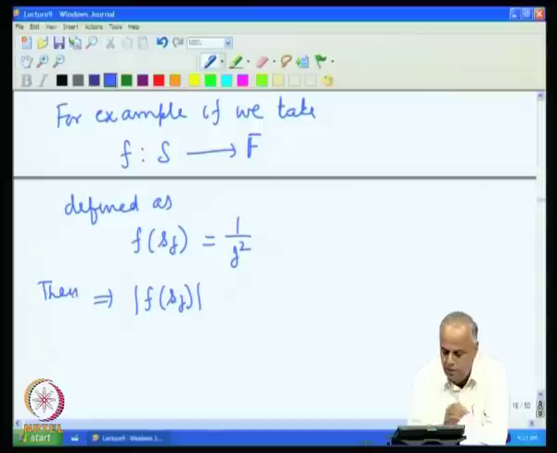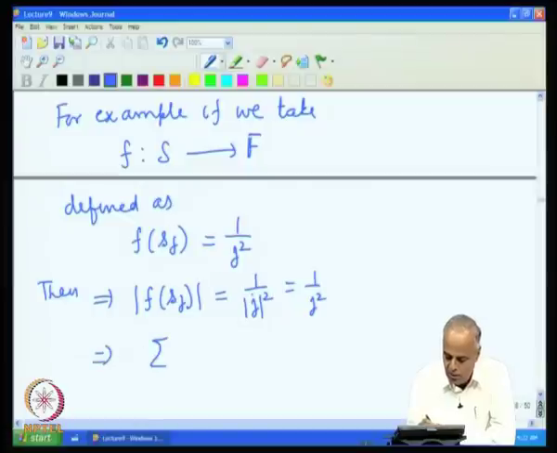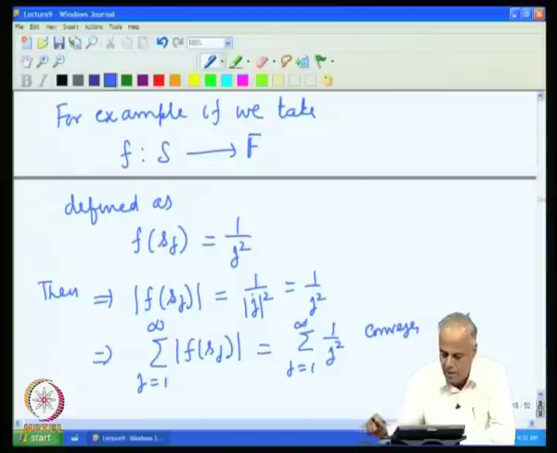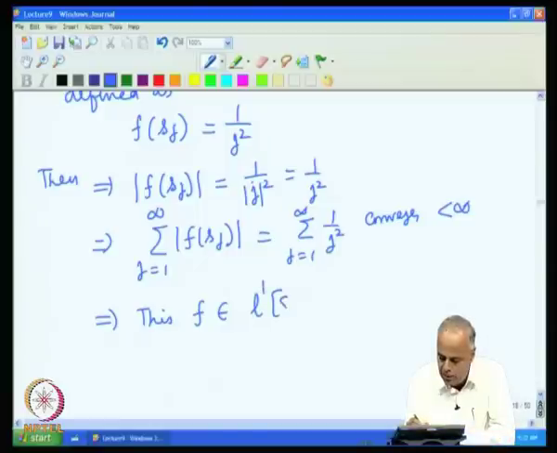Then this implies mod f of s j is just 1 by j squared, j is real. So, it is just 1 by j squared. So, what is the sum of mod f of s j all added up? It is this series, and we know that this series converges, and therefore, it is less than infinity, and therefore, this function belongs to L 1 S R.